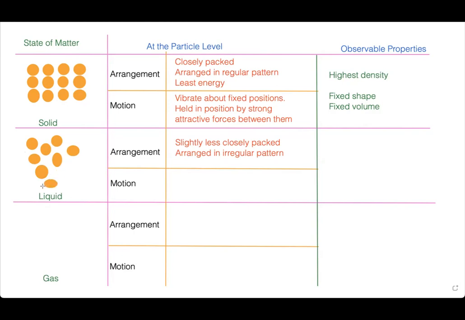So for liquid they are closely packed, but not in a regular pattern. Imagine each circle is either an atom or a molecule. There is no fixed pattern at all. Can you see that? But they are also close to each other, so they are closely packed, but not as closely packed as solid.